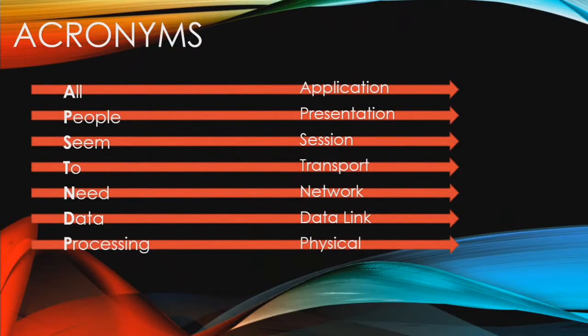A handy acronym to help remember the layers of the OSI model is "All People Seem To Need Data Processing." A stands for Application, P for Presentation, S for Session, T for Transport, N for Network, D for Data Link, and P for Physical.